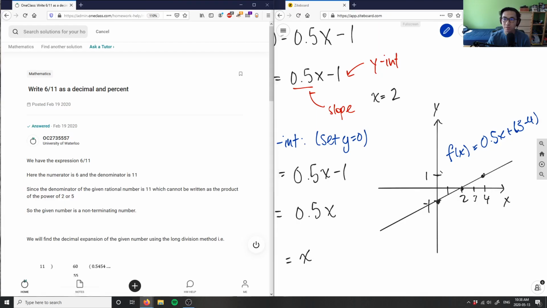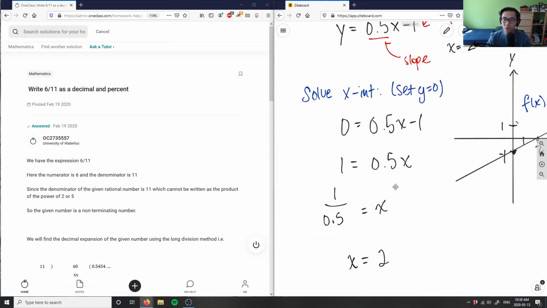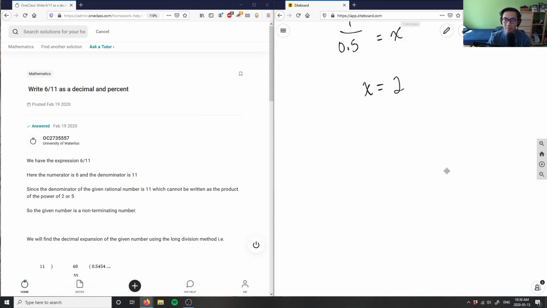We'll leave this page as well. Don't need decimals anymore. I'm going to do 2 more questions for the day, number 10 and number 11. It's asking us to write 6 over 11 as a decimal and a percent.